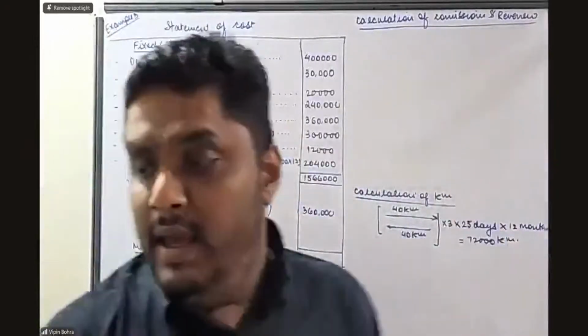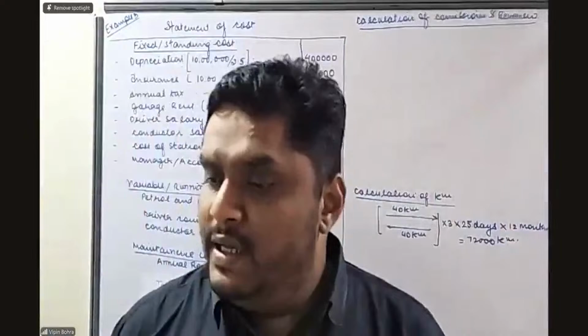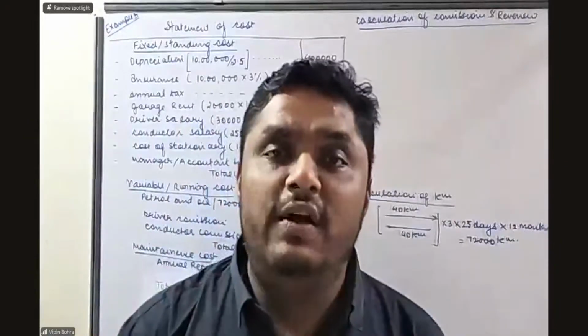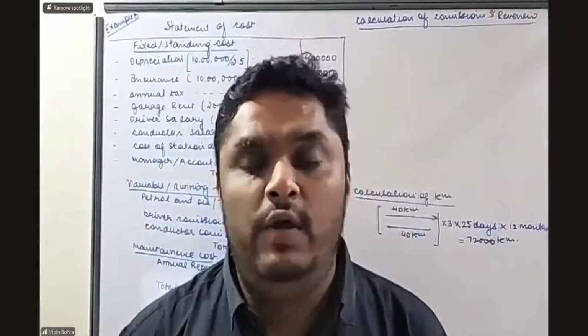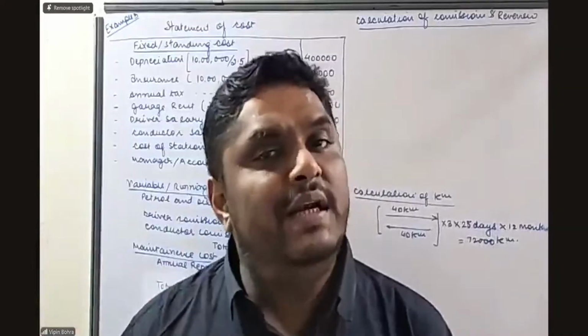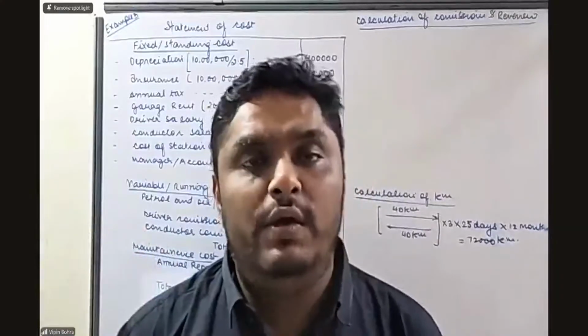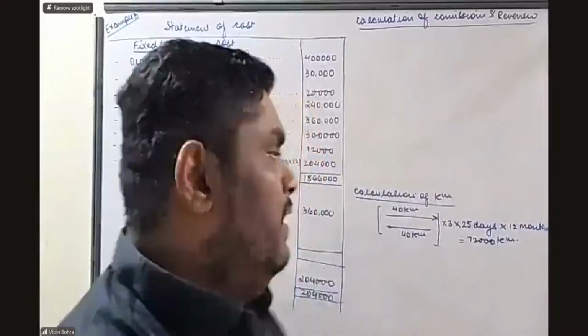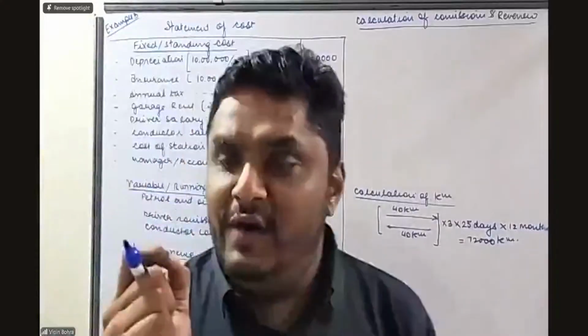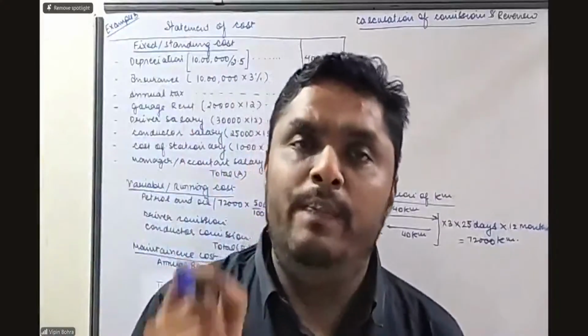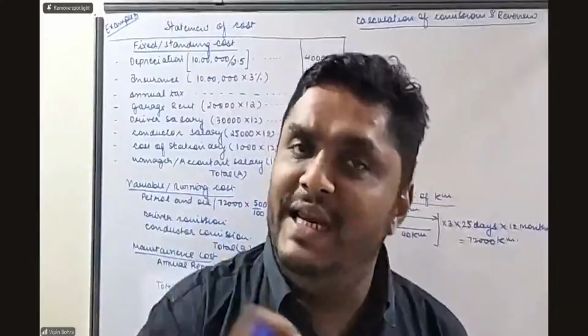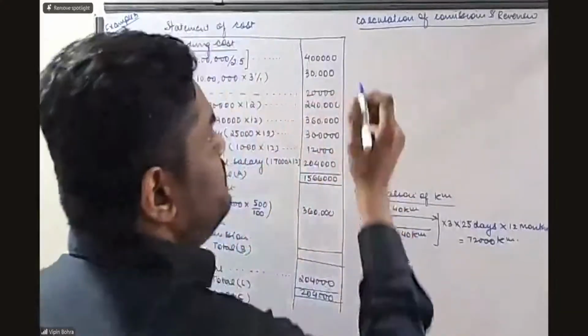Now see, herein this question, the profit is 15% of the takings. Takings means the revenue. So profit is 15% of the total revenue and the commission is 10% of the total revenue.